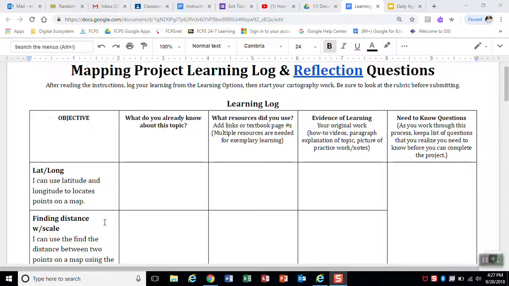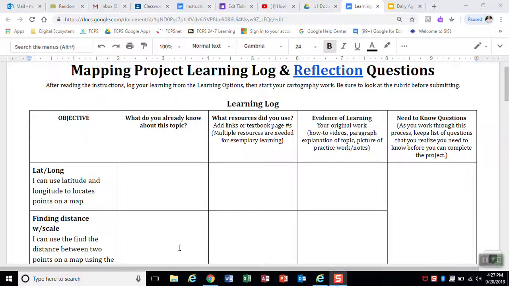So in the first column, you're writing, what do you already know about latitude and longitude? You probably know a lot because you've been learning about latitude and longitude since 4th grade. But what do you know about finding distance with a scale? What do you know about topographic maps? Maybe you don't know that much. In this column, you're just writing what you know.